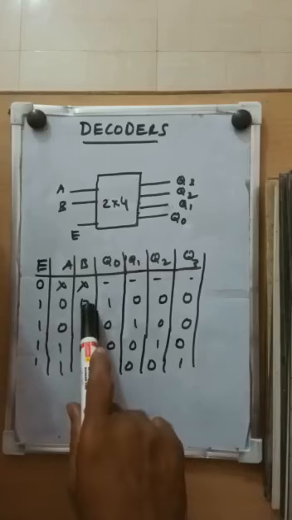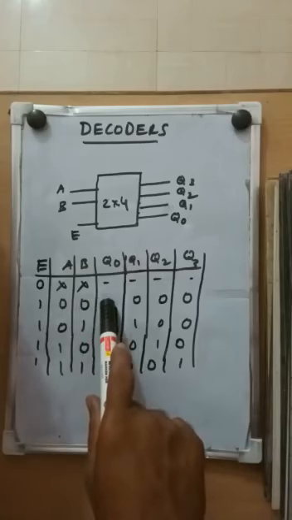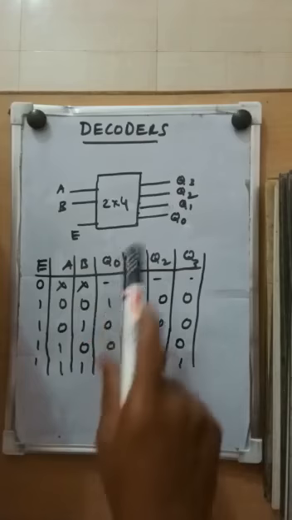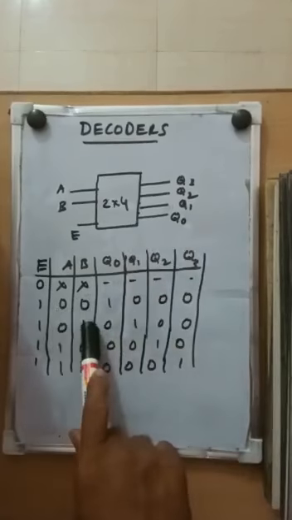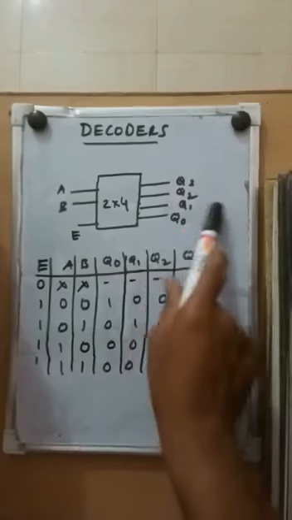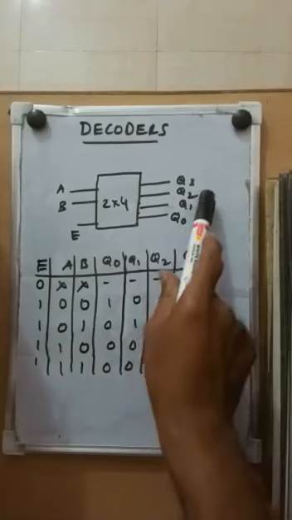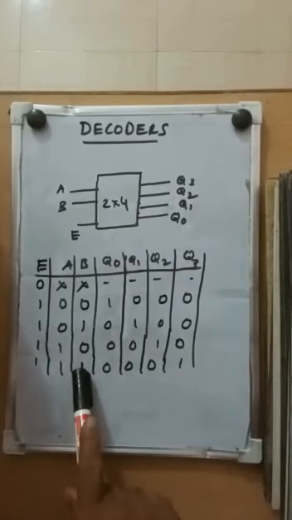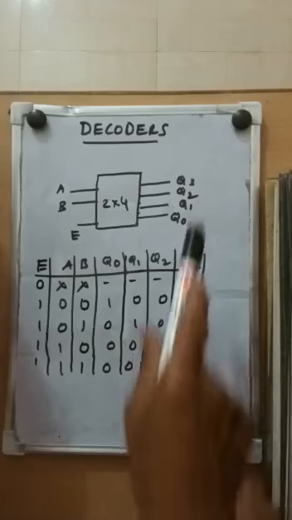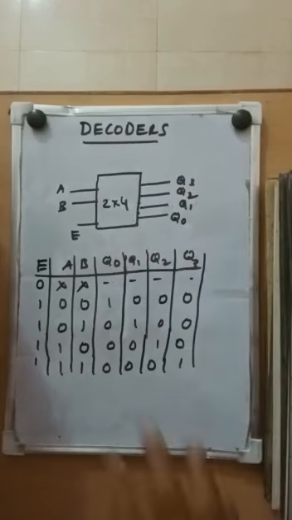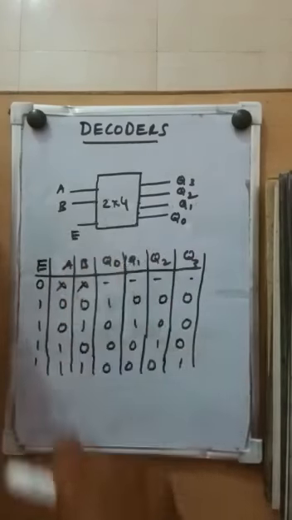And if it is 0 0, it should select the 0th output, Q0. If it is 0 1, that means Q1; Q1 will be highlighted. If it is 1 0, then Q2 will be highlighted. If it is 1 1, Q3 will be highlighted. This is the concept of the 2 by 4 decoder.